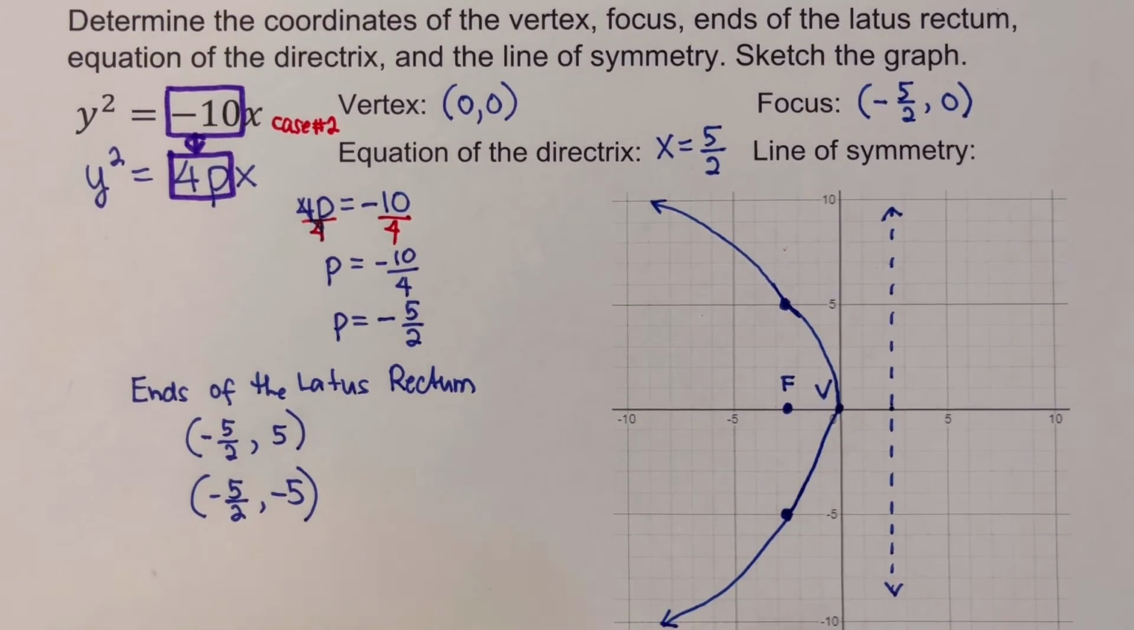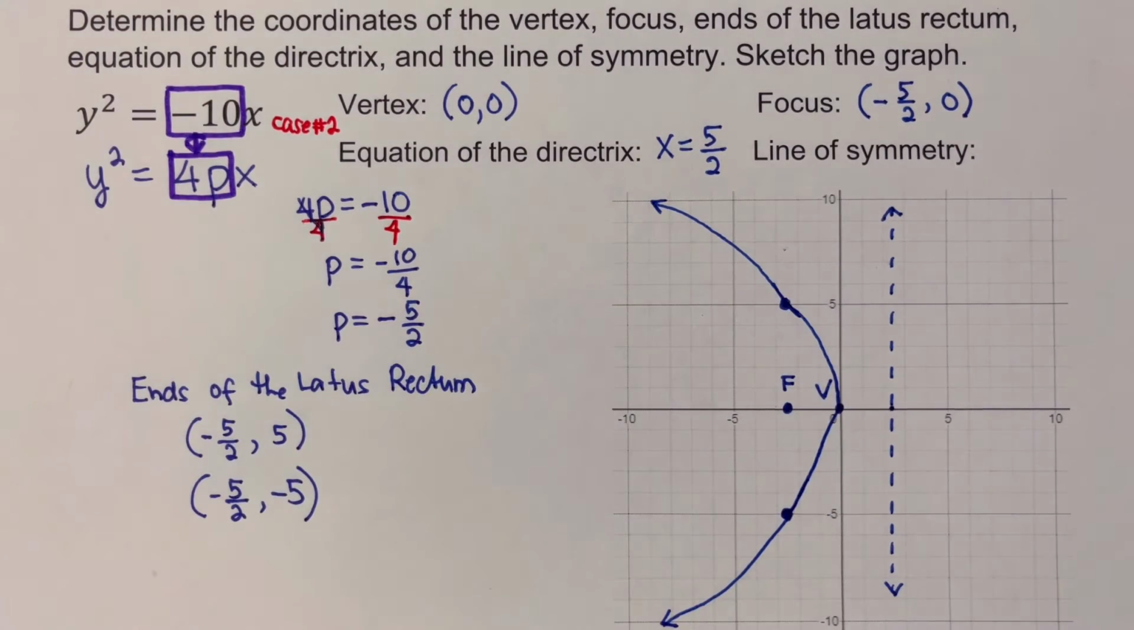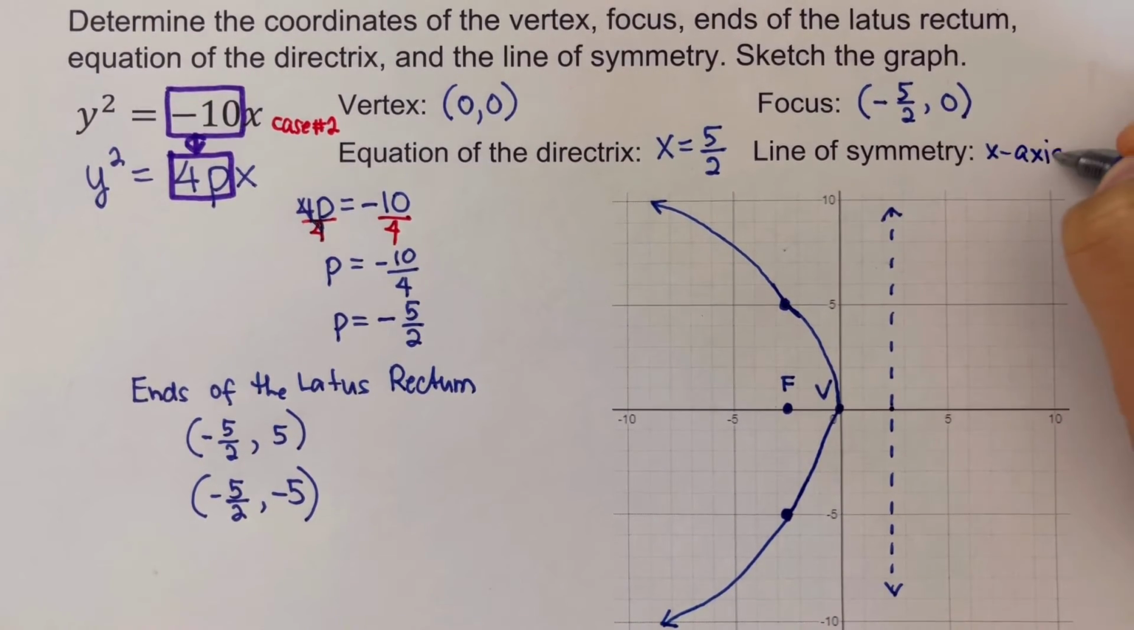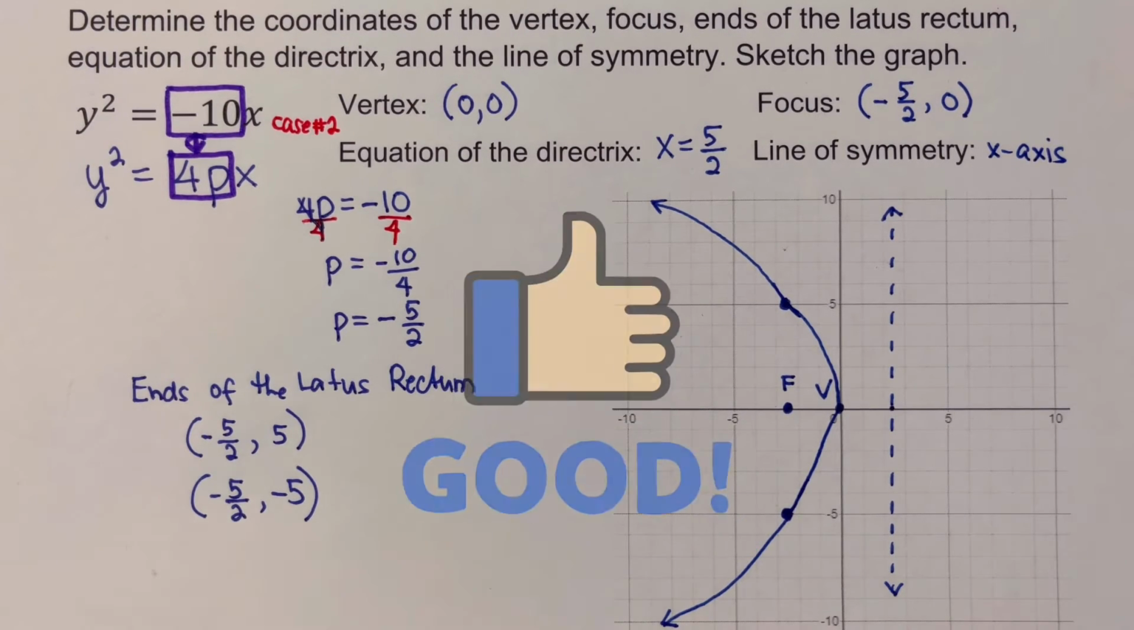Okay, so the equation for this graph that we have here is y squared equals negative 10x. And our line of symmetry is the x-axis. Did you get the same answers as this? Good, perfect. Now let's move on to the third example.